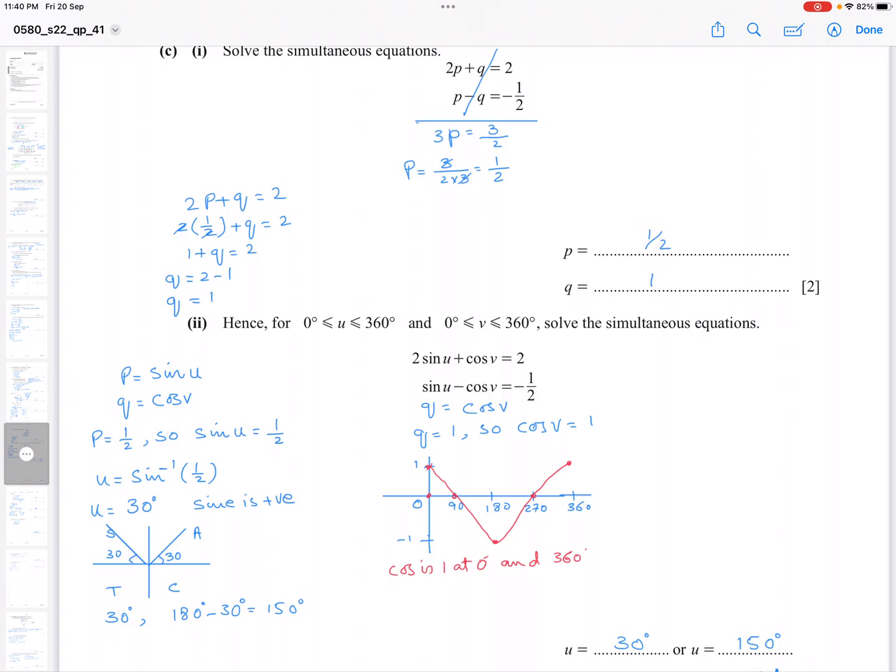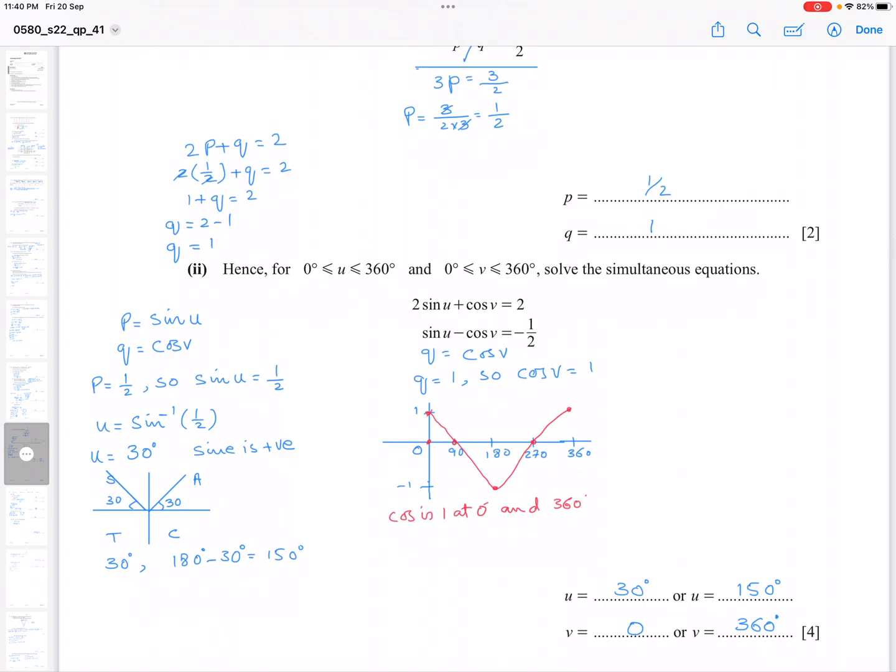In the second quadrant, your basic angle with the x-axis is 30 degrees, and your theta would be 180 minus 30 degrees, which is 150. So you can pick these two angles for u: u is equal to 30 degrees, or u is equal to 150 degrees. Now q is equal to cos of v.